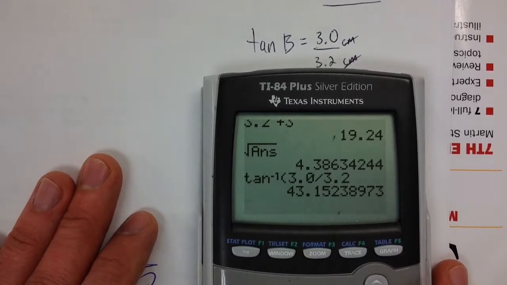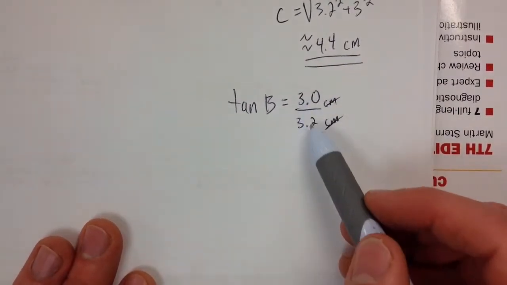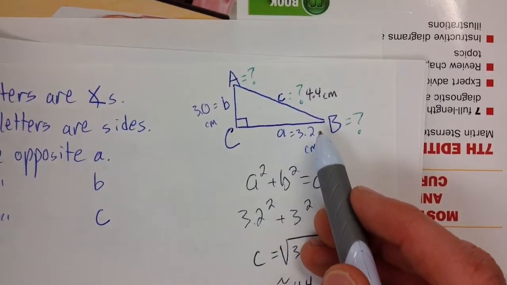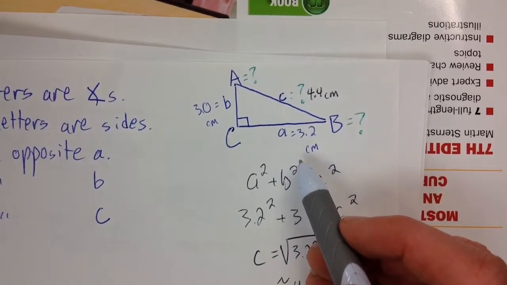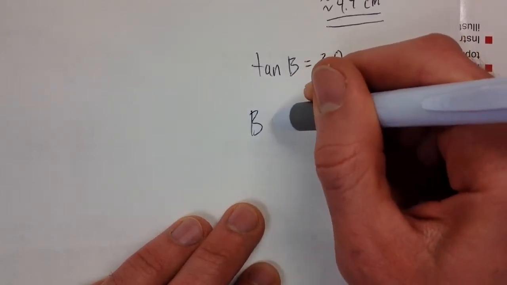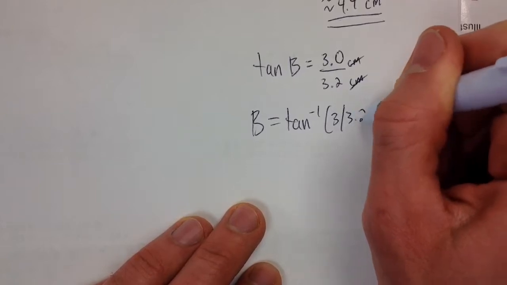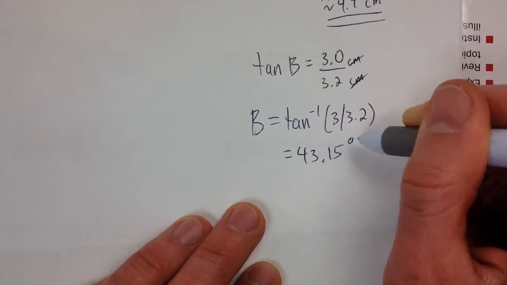Why don't we do normal tangent? Because you already have normal tangent. Normal tangent is 3 to 3.2. You are trying to find the angle for which tangent is 3 over 3.2. Here's a hint. Anytime you're solving for an angle, use an inverse trig function. So angle B is equal to the inverse tangent of 3 over 3.2, which is 43.15 degrees.